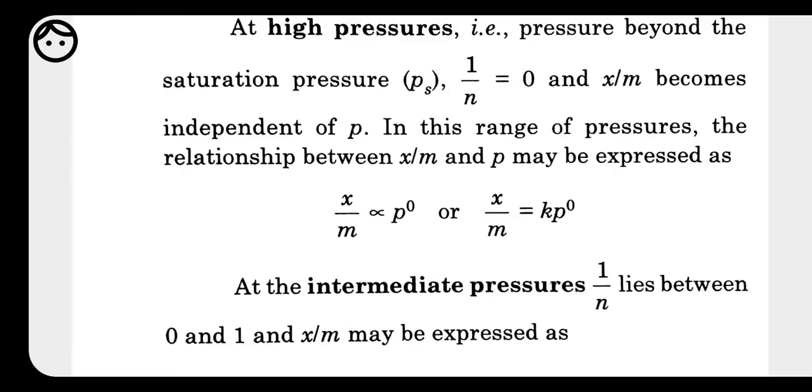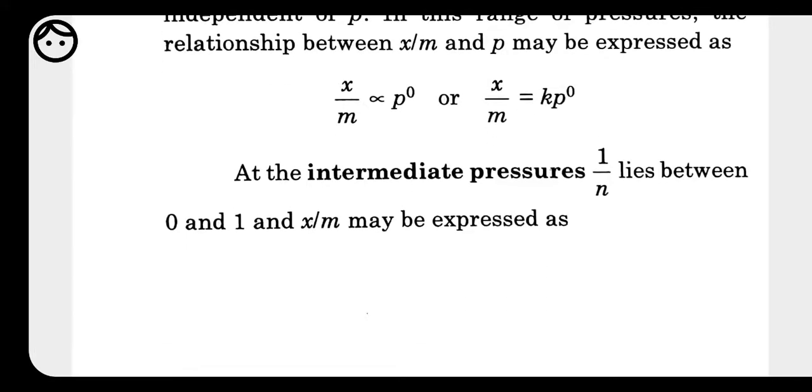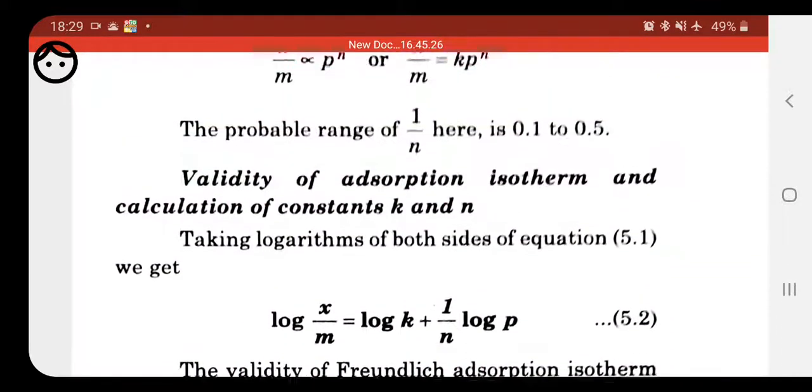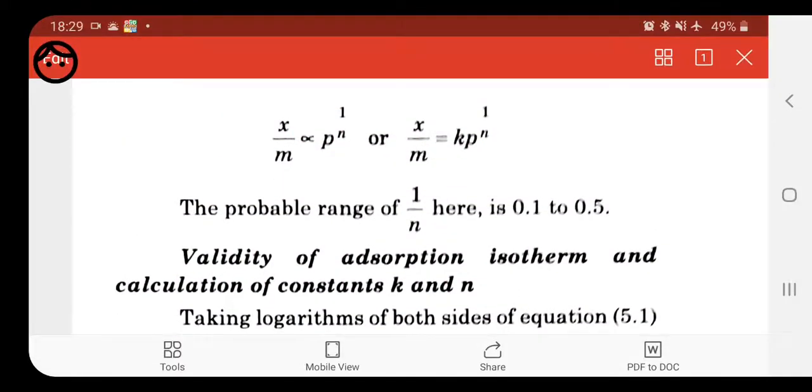Okay. Now, when we have taken the intermediate pressure, which is expressed as 1 upon n, this can be written as x upon m is directly proportional to P to the power 1 upon n, where 1 upon n ranges from 0.1 to 0.5.